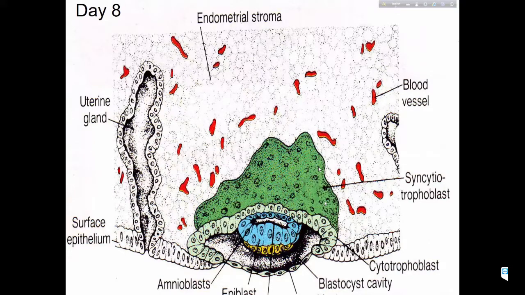blastocystic cavity. So I think this is the picture of the second week, that is the start of the second week, that is day 8. So this is the bilaminar germ disc, epiblast and hypoblast. And these are the maternal blood vessels, the sinusoids.